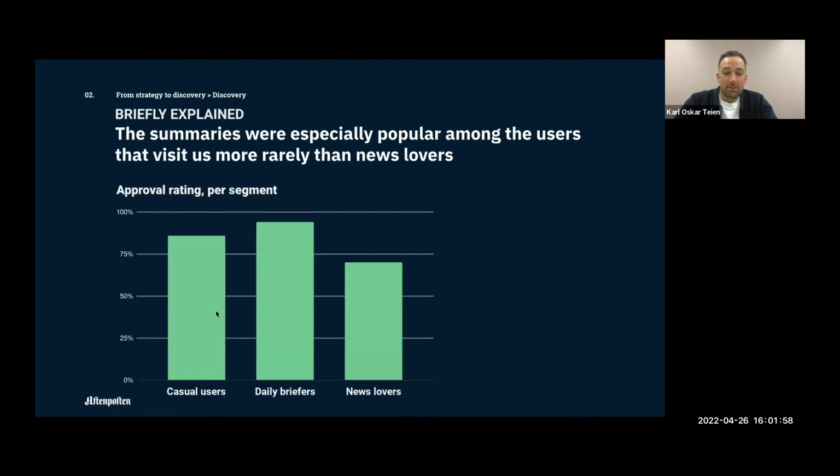They really like this concept. So here's where these segments come in pretty handy later on, as we look at not just the breakdown of who visits us at what frequencies, but we also use that same filter when we analyze our tests. So in this case, we could see that the approval rating among daily briefers was really high, right? Close to 100% of daily briefers said, this is something I would like to see in the product on a regular basis.